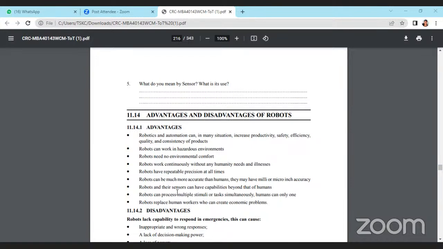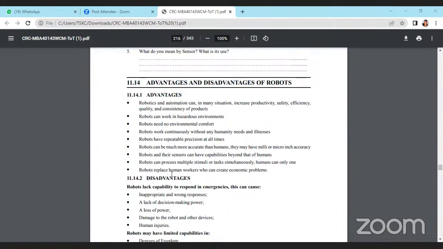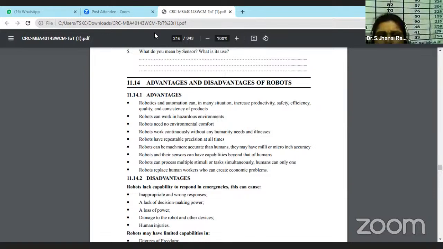Robots have repeatable precision at all times and they can be much more accurate than humans. They may have milli or micro inch accuracy. And robots and their sensors can have capabilities beyond that of humans. Robots can process multiple stimuli or tasks simultaneously. As human beings, we can do one task at a time. You cannot work simultaneously, especially in manufacturing. But in machines and robots, it is possible. And when robots replace human work, we can create economic problems.